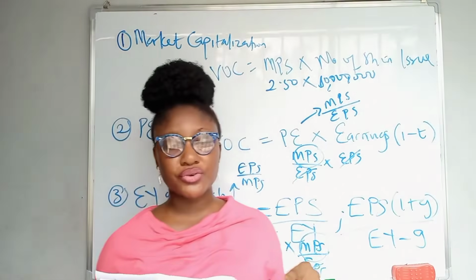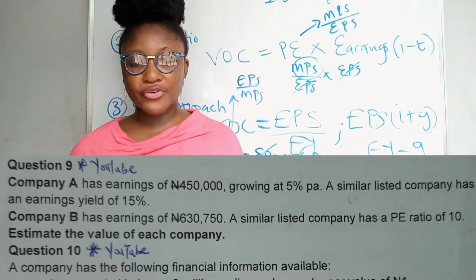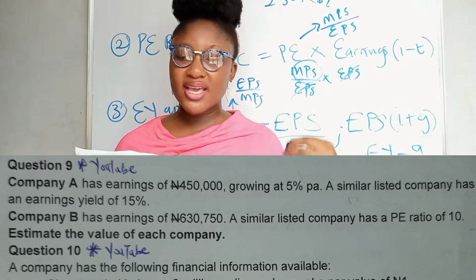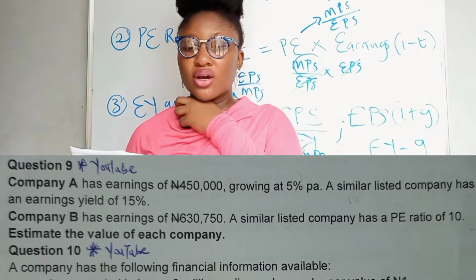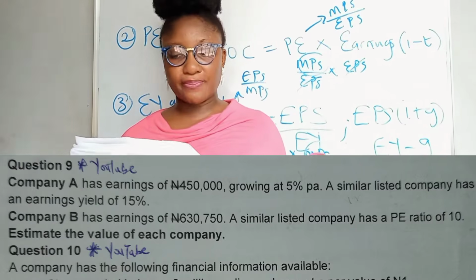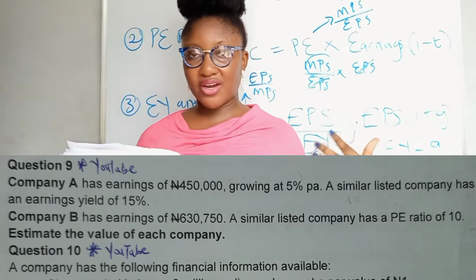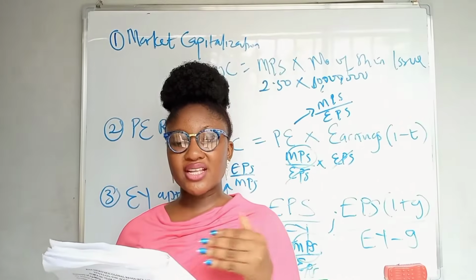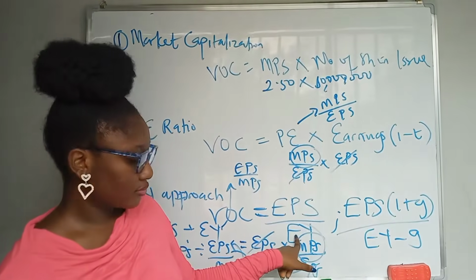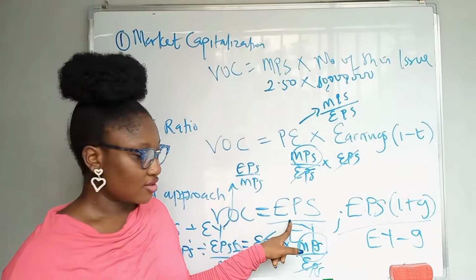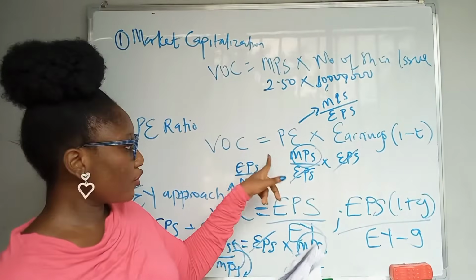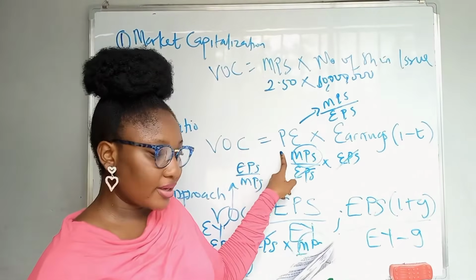The first one, as you can see on the screen, says company A has earnings of 450,000, growing at 5% per annum. A similar listed company has an earnings yield of 15%. Company B has earnings of 630,750. A similar listed company has a PE ratio of 10. Estimate the value of each company. From the information given, company A is using the earnings yield approach because they gave you earnings yield and they also gave you earnings. So the formula that summarizes the information they gave you is the earnings yield approach, right? Then company B obviously is using the PE approach because they gave you PE and they gave you earnings.